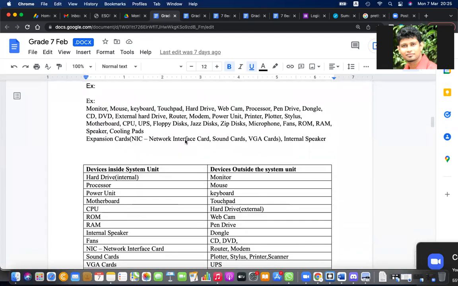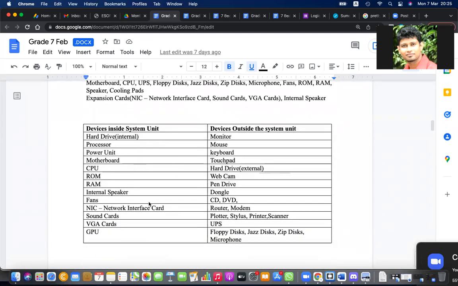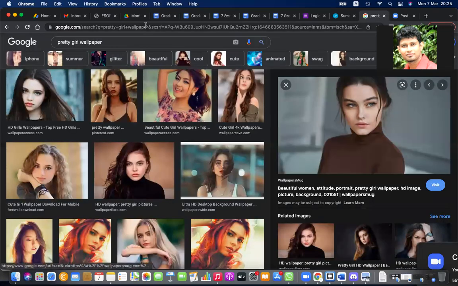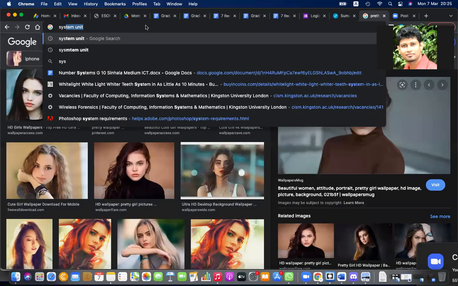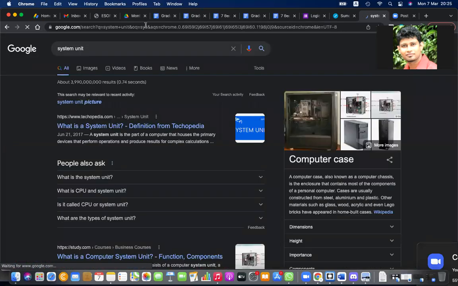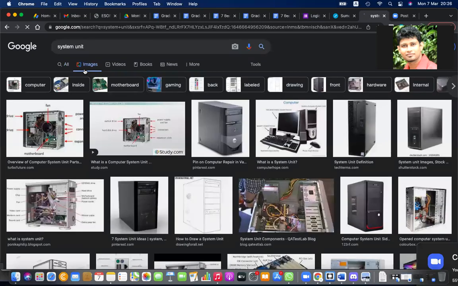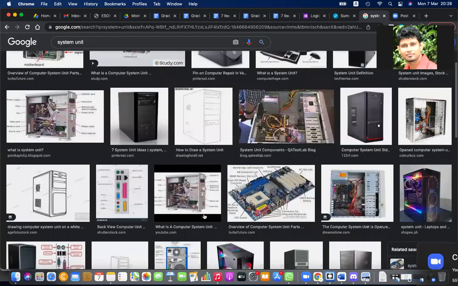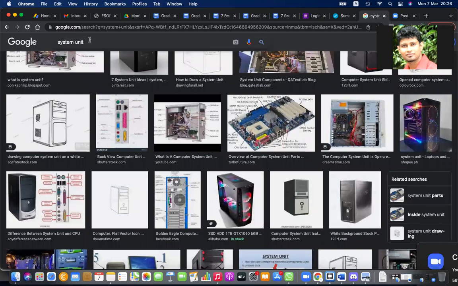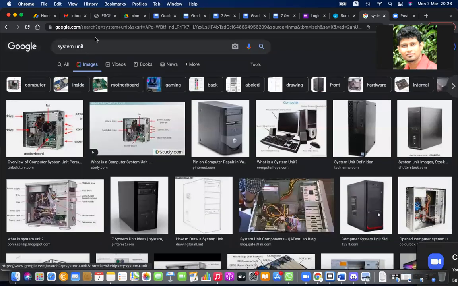In hardware, we learned what is inside the system unit and what is outside the system unit. Please remember that the system unit is this box. Sometimes some people call this the CPU, but that is wrong. This is not the CPU. The CPU is a chip inside that.